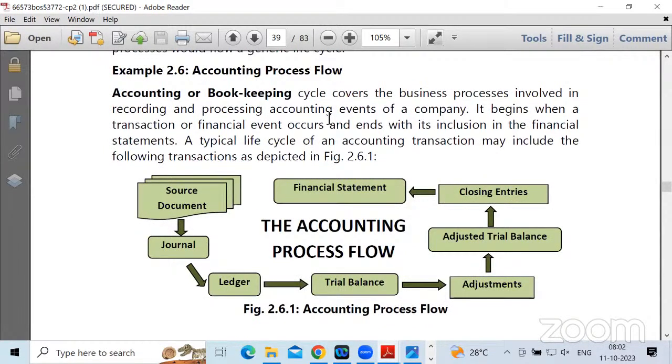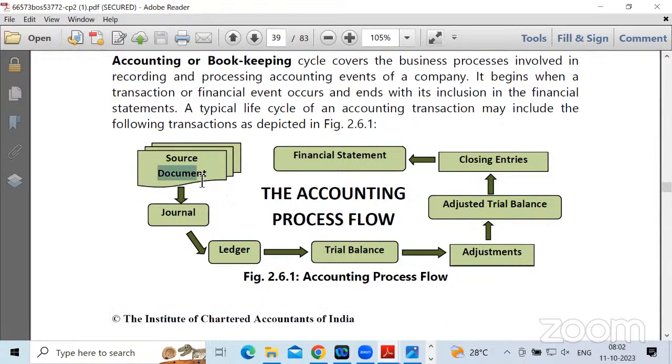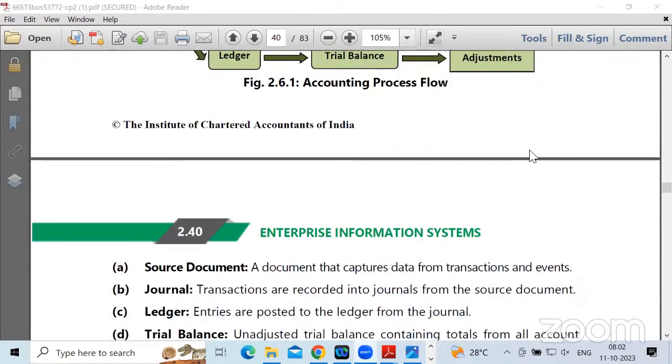Then there are various business processes. One is bookkeeping, that is accounting. You have a source document, which is converted into a journal, then from journal to ledger, from ledger to trial balance, to adjustments. After adjustment comes the adjusted trial balance, then closing entries if needed. Then you will prepare financial statements in the form of balance sheet and profit and loss. It's a very simple process.